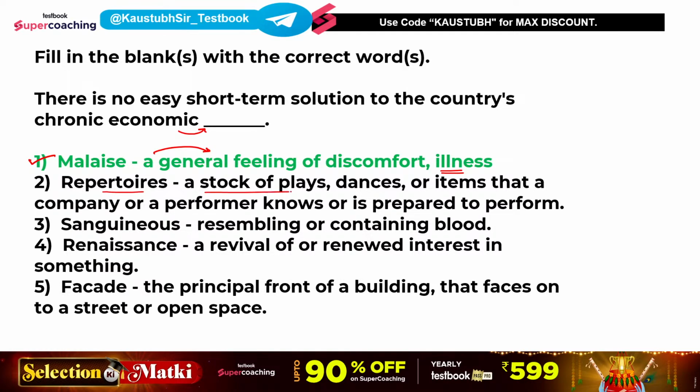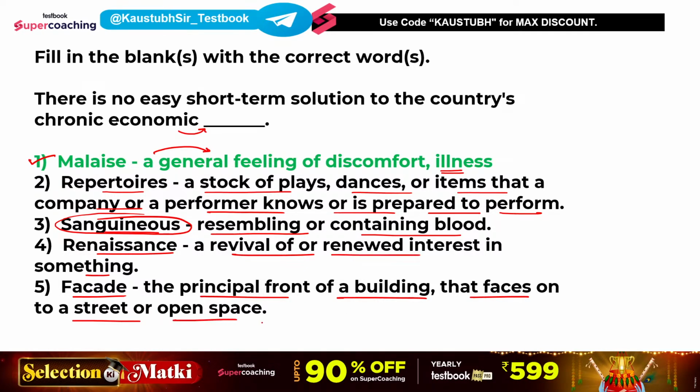Repertoire is the stock of plays, dances or items that a company or a performer knows or is prepared to perform. Anything that you can do, anything that you can perform. Sanguineous means resembling or containing blood. जिसमें blood है या जो blood जैसे दिखता है. Sanguineous. And Renaissance is the revival of, or renewed interest in, something, also called the period of enlightenment. And facade is the principal front of a building that faces the street or the open space. Outer appearance of a building.